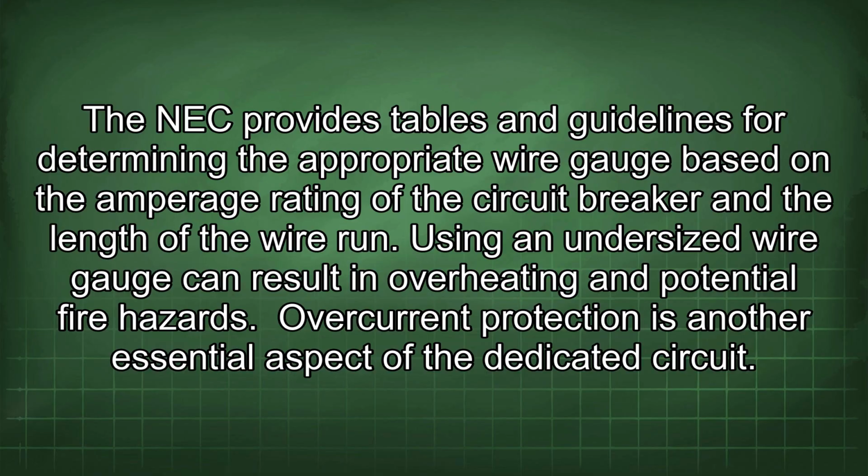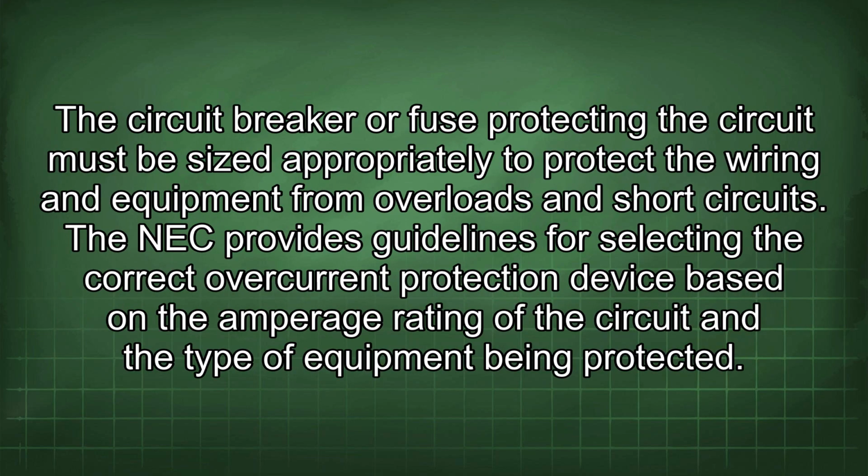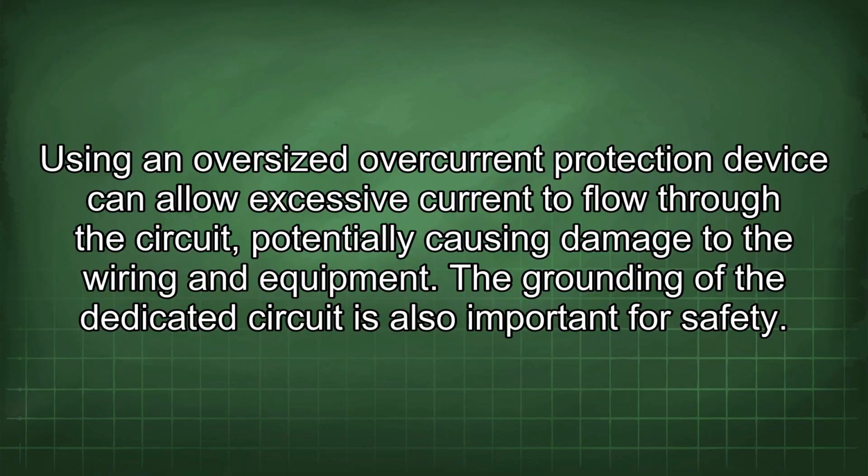Overcurrent protection is another essential aspect of the dedicated circuit. The circuit breaker or fuse protecting the circuit must be sized appropriately to protect the wiring and equipment from overloads and short circuits. The NEC provides guidelines for selecting the correct overcurrent protection device based on the amperage rating of the circuit and the type of equipment being protected. Using an oversized overcurrent protection device can allow excessive current to flow through the circuit, potentially causing damage to the wiring and equipment.